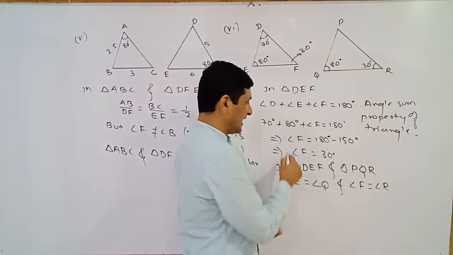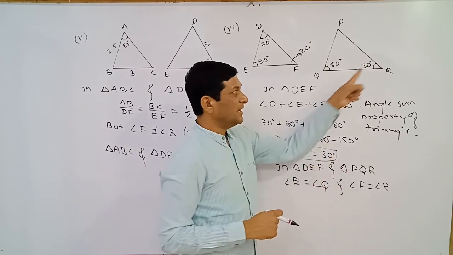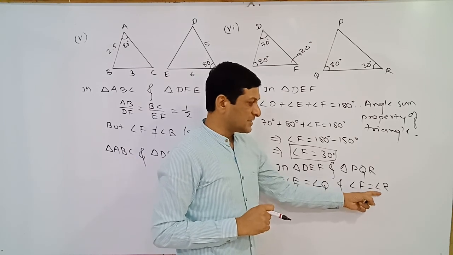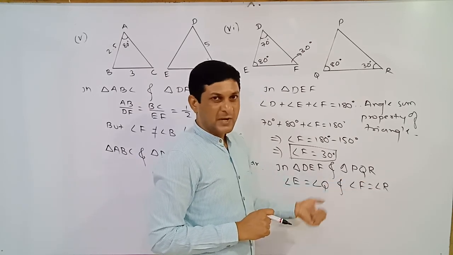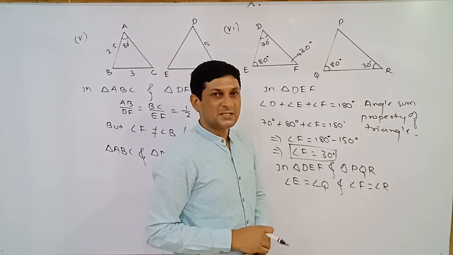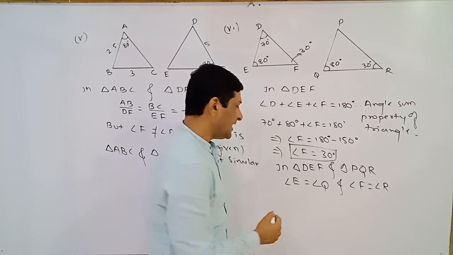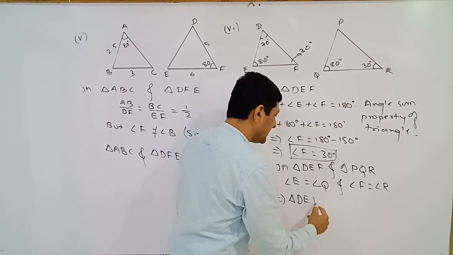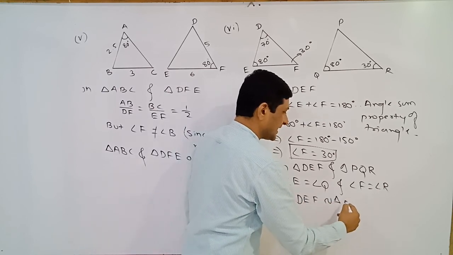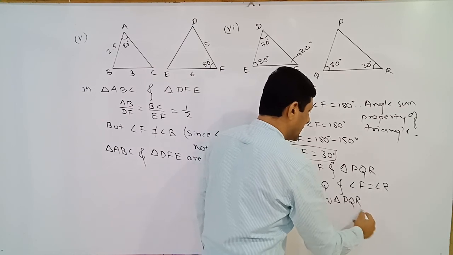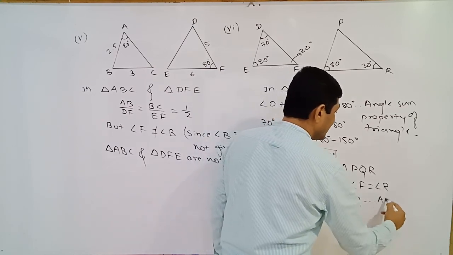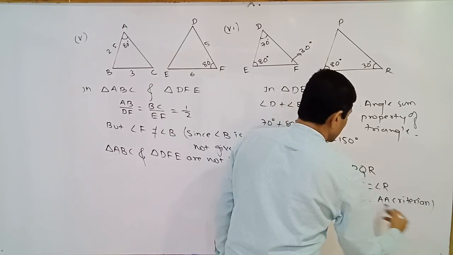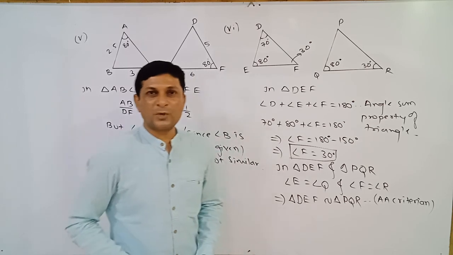Just now we have shown that angle F is equal to how much? 30 degrees. And here already it is given to us that angle R is 30 degrees. Means these two angles are equal. So in these two triangles, if two angles are equal, at that time we can say that these two triangles are similar by AA criterion. So this implies that triangle DEF is similar to triangle PQR by which criterion? AA criterion. So in this way we have completed question number one.